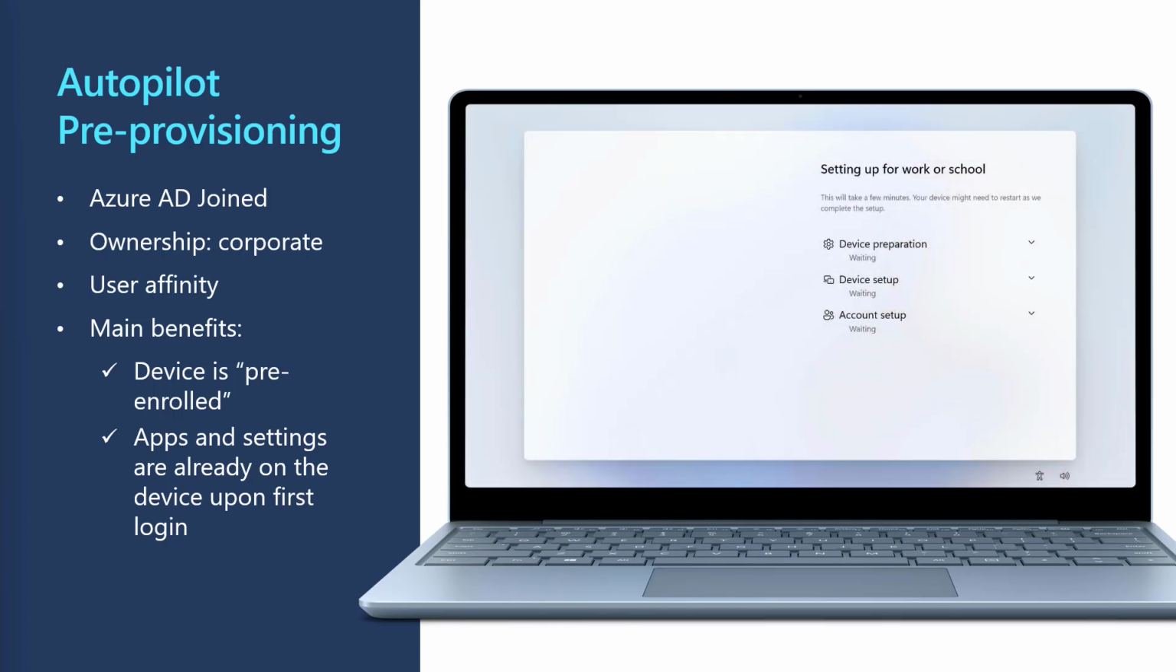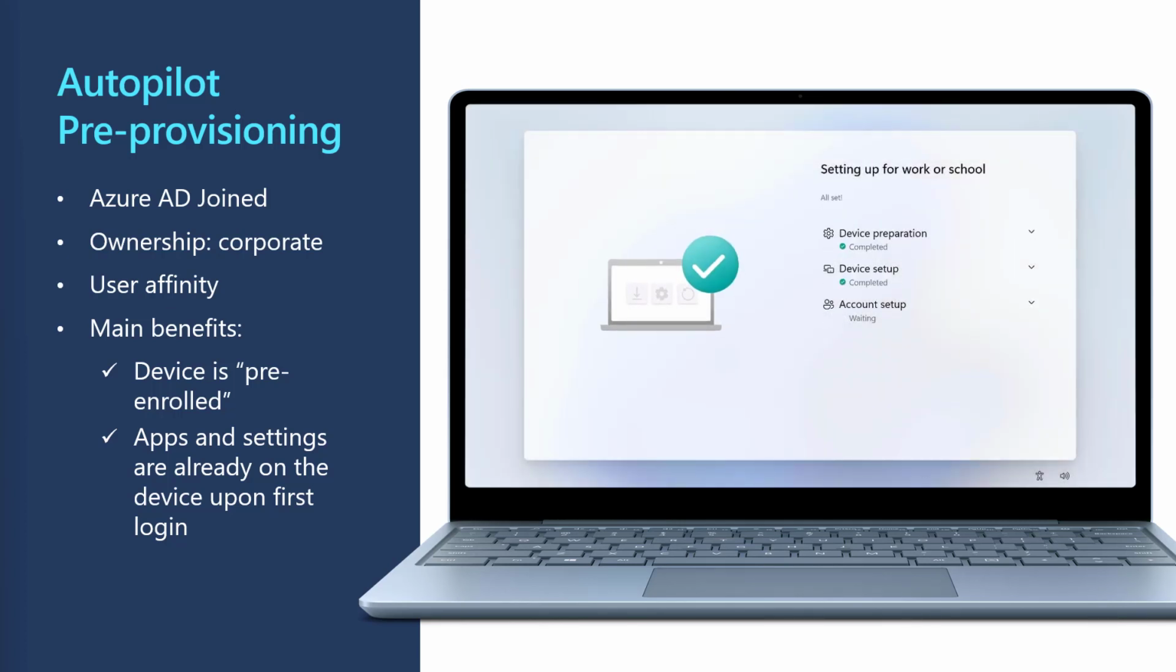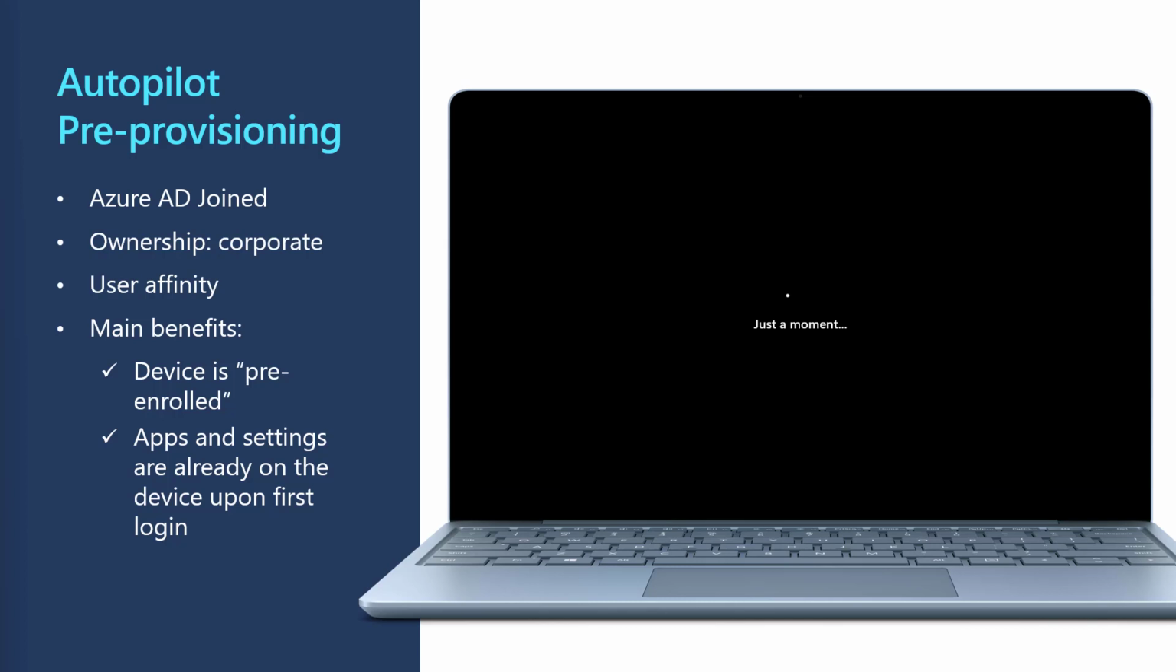After some time, the device will complete this pre-provisioning phase, and if successful, it will display a green checkbox indicating that the deployment completed. Now the technician selects the Reseal button, which places the device back in the out-of-box experience and shuts down. The device can now be shipped to the end user.